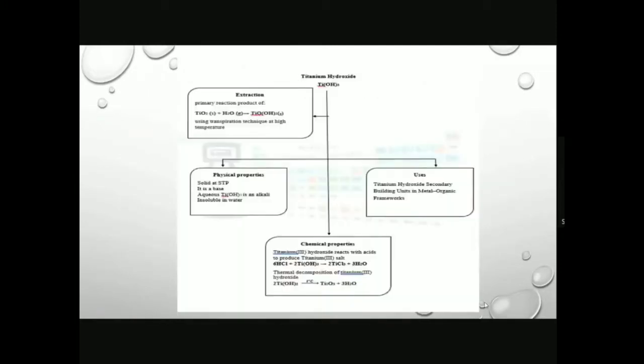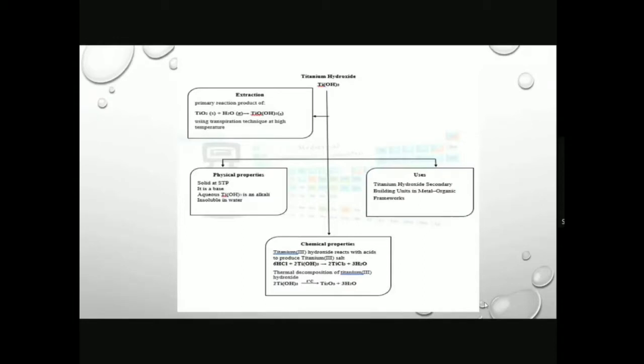Moving on to titanium hydroxide. This compound is solid at STP. It is a base. At first, titanium hydroxide is an alkali. It is insoluble in water. Titanium hydroxide reacts with acids to produce titanium 3 salt. For example, hydrochloric acid reacts with titanium hydroxide to produce titanium trichloride and water. When heat is supplied, titanium hydroxide decomposes into titanium trioxide and water. Titanium hydroxide is used as secondary building units in metal organic frameworks.